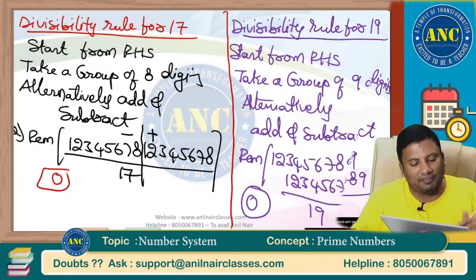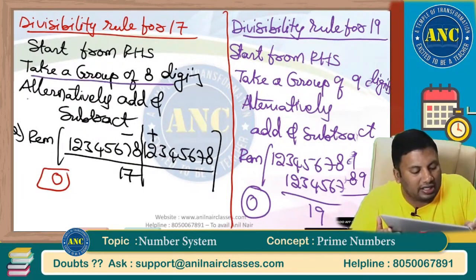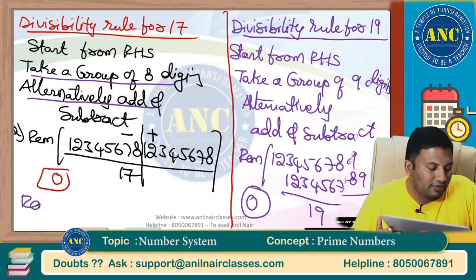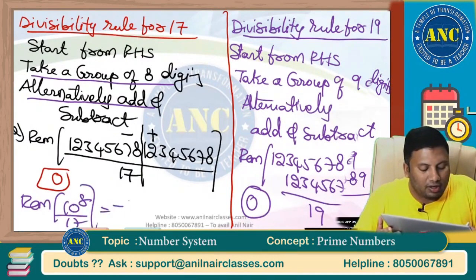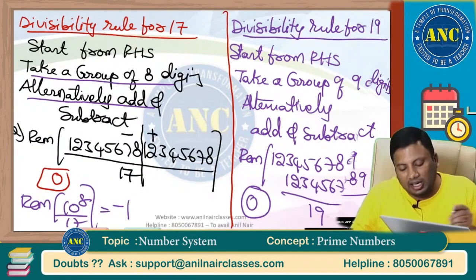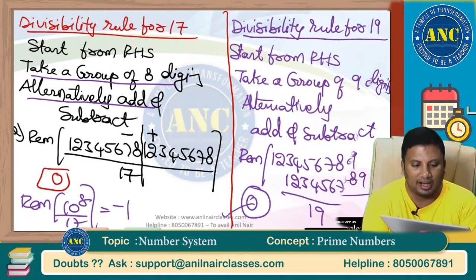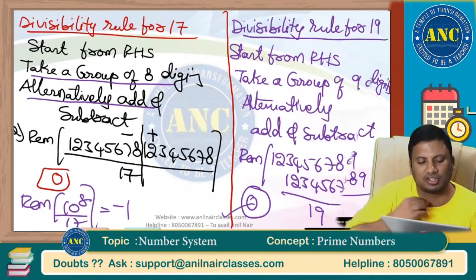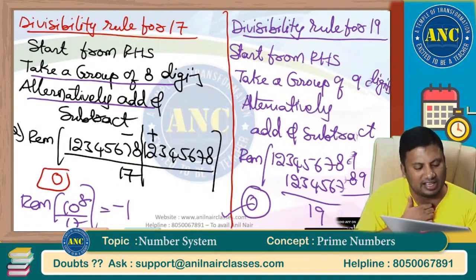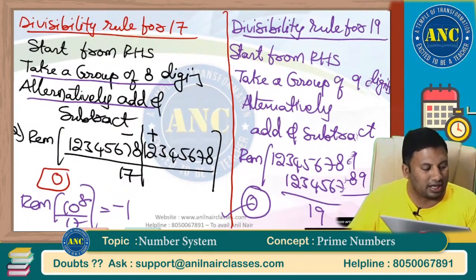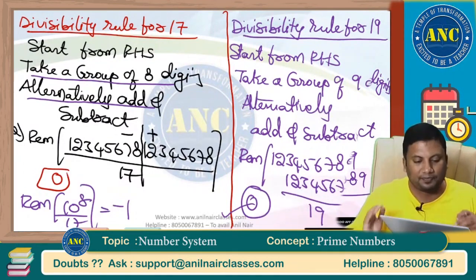Take a group of 8 digits, alternatively add and subtract. That is the divisibility rule for 17. Take a group of 9 digits, alternatively add and subtract. That is the divisibility rule for 19. Just an advanced level concept. Whenever there is a need, use this concept and reduce the number of steps.